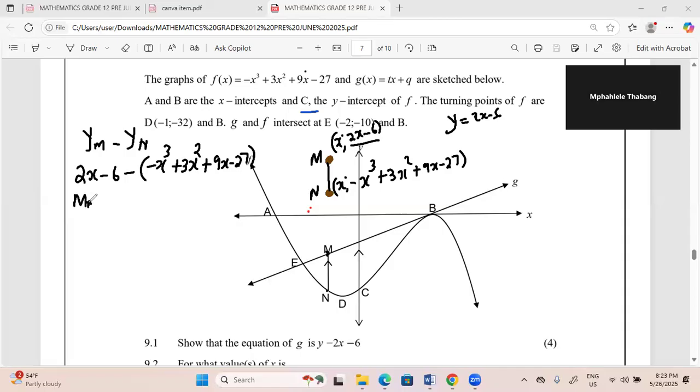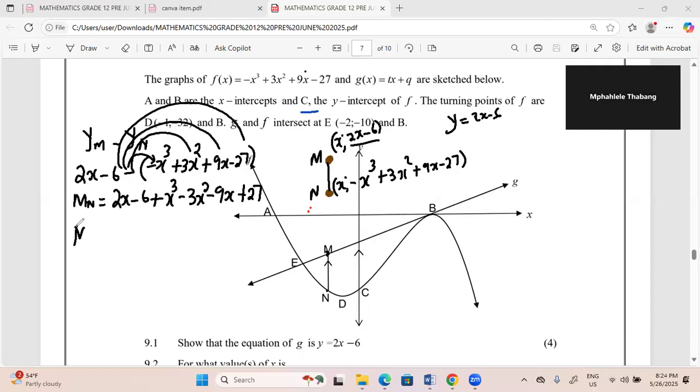So let me just say MN equals: now you say 2x minus 6, you multiply out with the negative. So it becomes plus x cubed minus 3x squared minus 9x plus 27. And the length of MN will be at its maximum when the first derivative of MN is 0. So I'm going to say MN prime, then I differentiate now. I wish I had added like terms, but I will just differentiate 2x and say it's 2. Derive minus 6, it's 0.